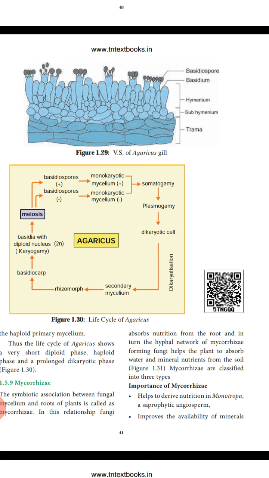Now in the basidiocarp, what will happen in the basidia? Fusion of the nucleus takes place. Immediately meiosis will take place. So here we have a very short diploid phase. Then we have a haploid phase and a prolonged, elongated dikaryotic phase in the life cycle of Agaricus. So I hope children you have understood about Agaricus and the life cycle of Agaricus. Thank you children.